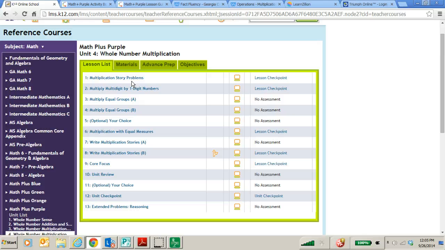The one thing that I do want to share with you, though, is that this unit does begin to multiply with some multi-digit numbers that are larger than the standards require. So I'm going to talk to you a little bit about strategies to use base 10 blocks and manipulatives so that you can successfully complete this unit.